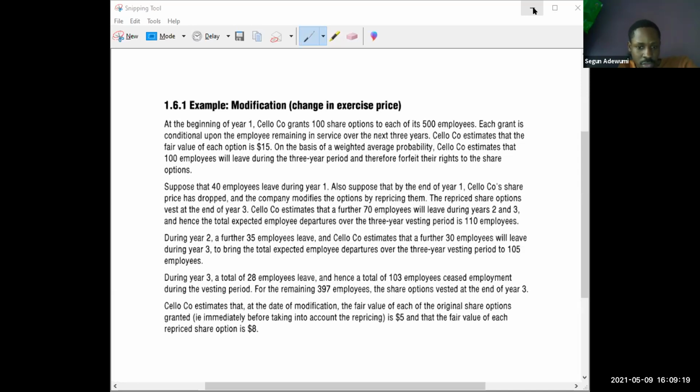During year 3, a total of 28 employees leave, and hence a total of 103 employees ceased employment during the vesting period. For the remaining 397 employees, the share options vested at the end of year 3. Celloco estimates that at the date of modification, the fair value of each of the original share options granted, that is, immediately before taking into account the repricing, is $5, and that the fair value of each repriced share option is $8.